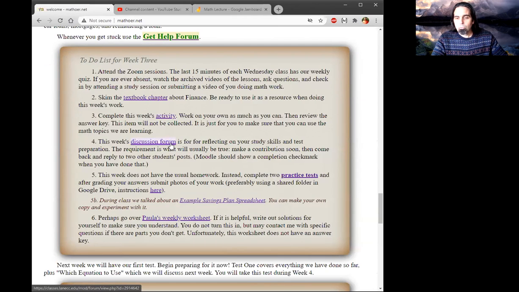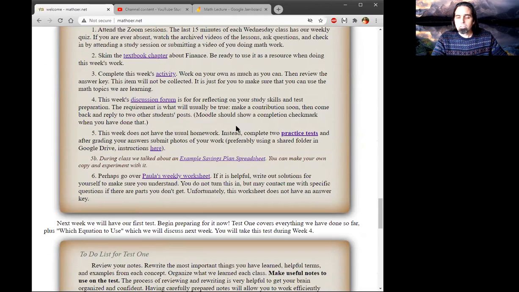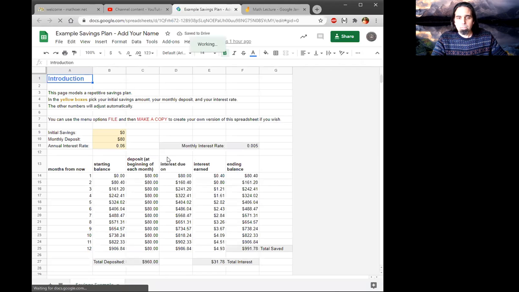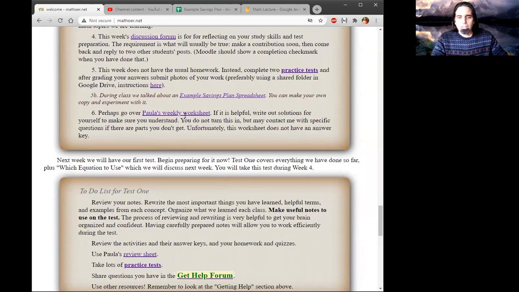This week's discussion forum is about reflecting on study skills, giving each other advice. There's no homework this week. All you're doing is 2 practice tests, and the link is here. There is an example savings spreadsheet, which we will use later in class. I spent some time this morning making it look nicer. And then Paula's weekly worksheet may or may not be useful to people, but there it is as an extra thing.